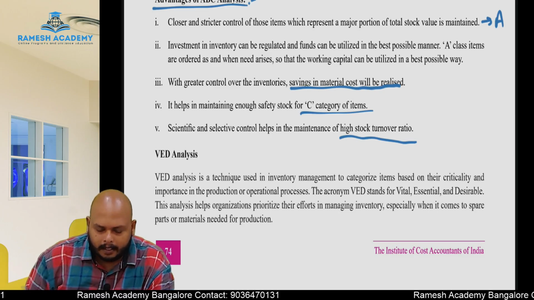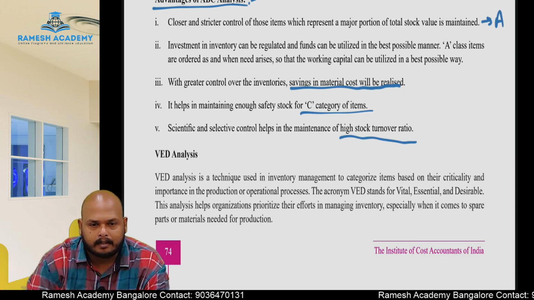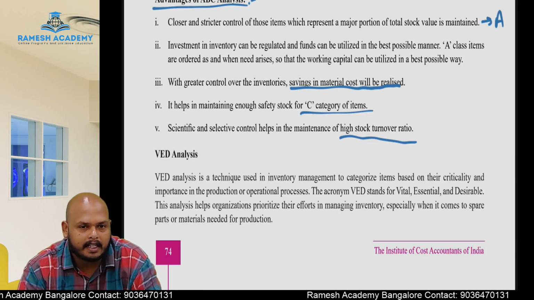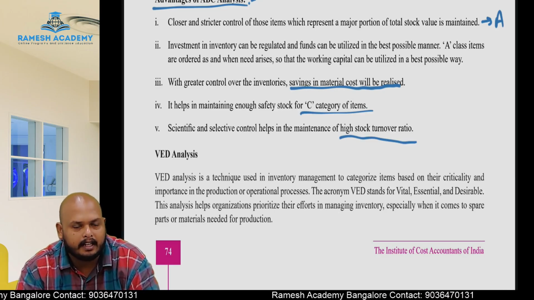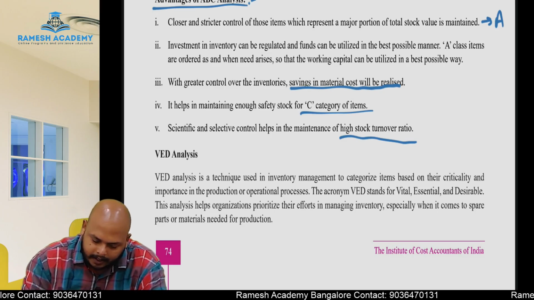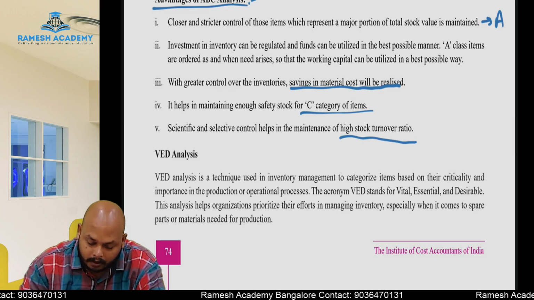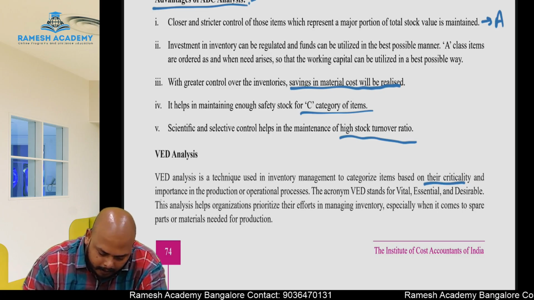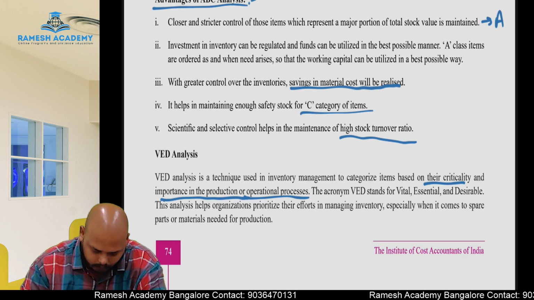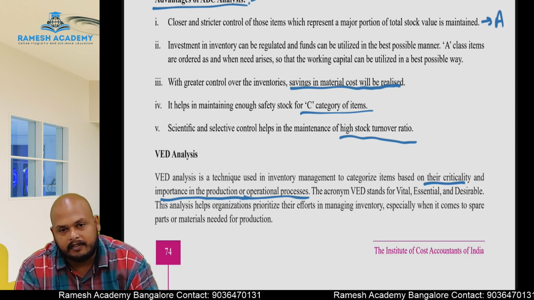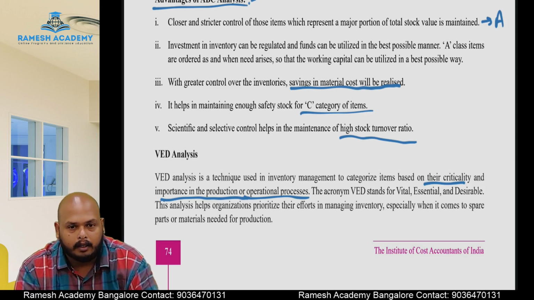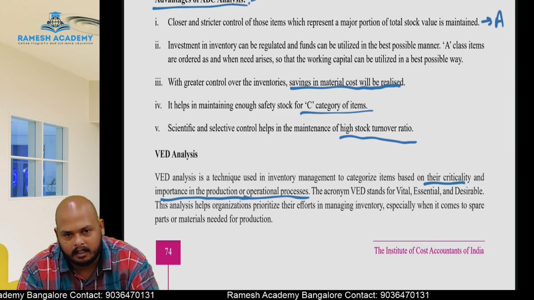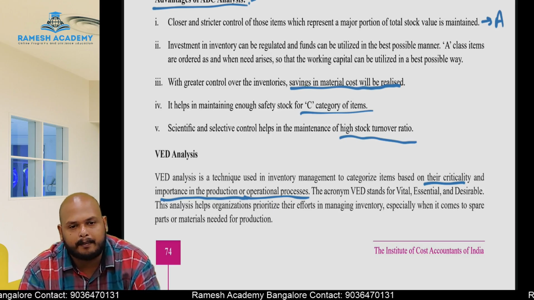Okay, the next concept we have is VED analysis now. So what do you mean by this VED analysis? VED stands for vital, essential and desirable. VED analysis is a technique used in inventory management to categorize the items based on their criticality and importance in their production and operational process. So basically VED analysis is categorized on the basis of their criticality and importance in the production process, meaning which item is vital, which item is essential, or which spare part is desirable.